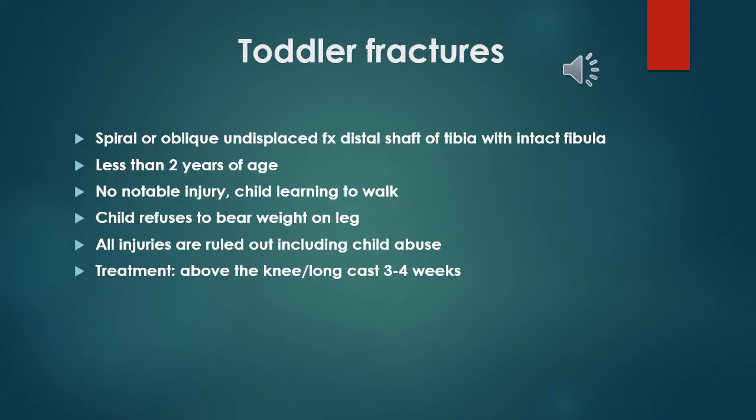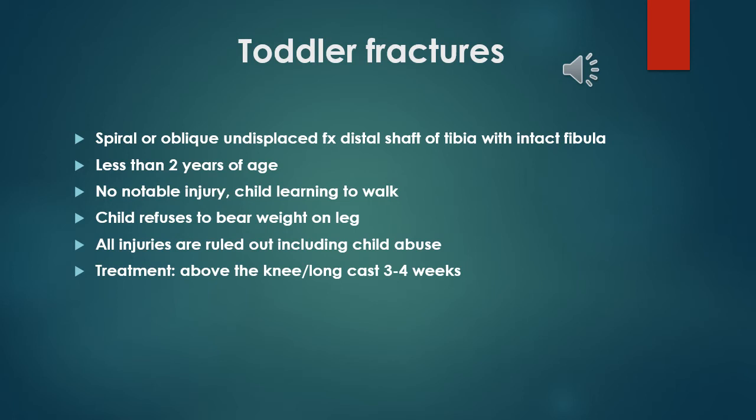All right, so moving on to toddler fractures. A toddler fracture is often a spiral or oblique undisplaced fracture of the distal shaft of the tibia, and then the fibula is still intact. This occurs in children less than 2 years of age typically, and there usually is not any severe or noticeable injury, and it's when the children are learning to walk or run.